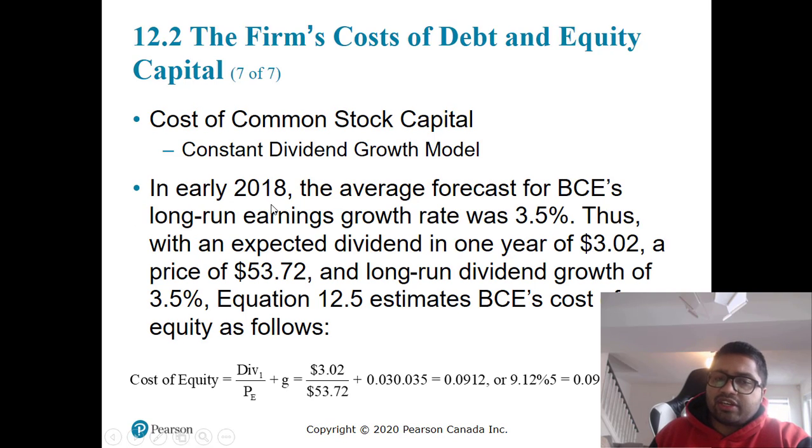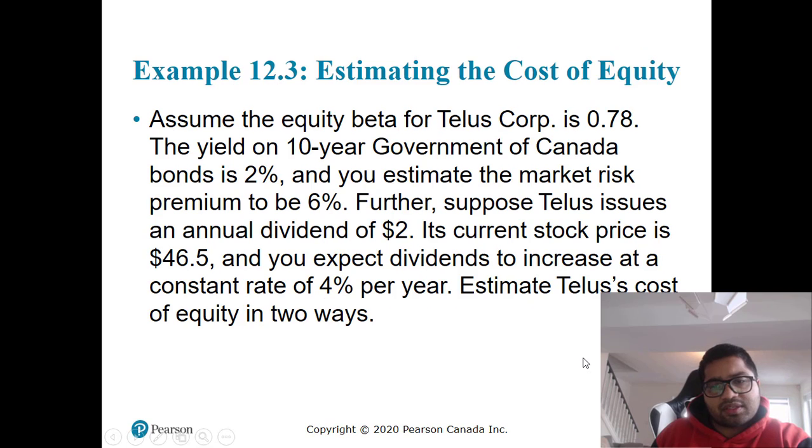In early 2018, the forecast of BCE's long-term earnings growth was 3.5%. Thus, with an expected dividend in 1 year of 3.02 and a price of 53, and the long-run growth given as 3.5%, find out the cost of equity. Cost of equity is dividend divided by price plus long-term growth rate. Okay, so it comes to 9.2%.